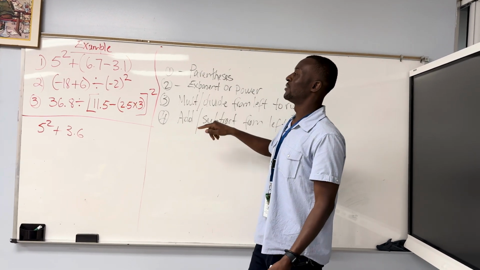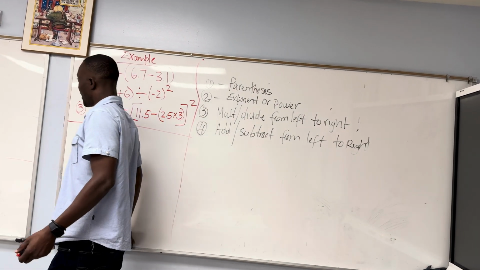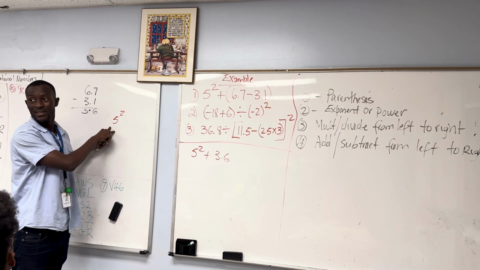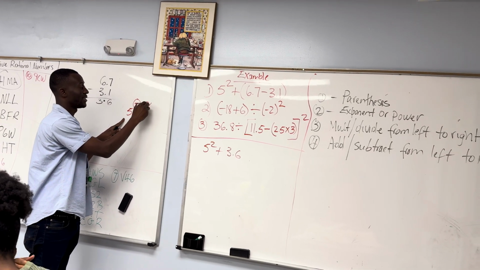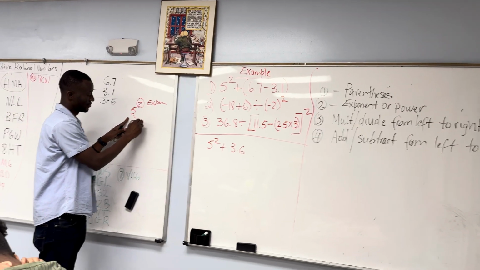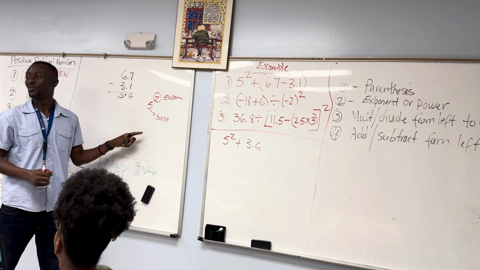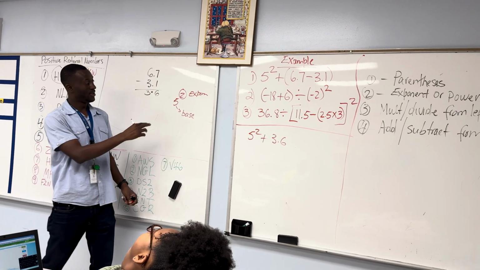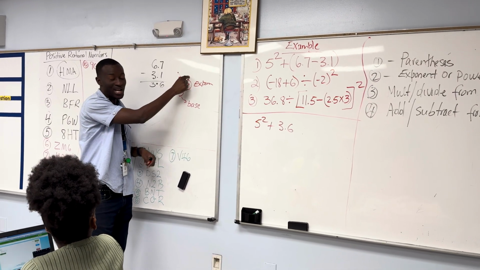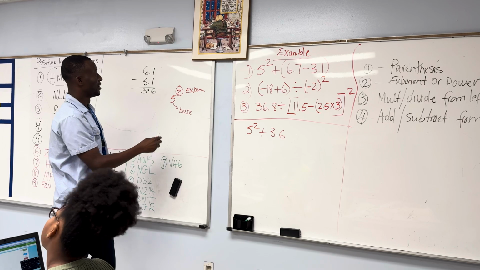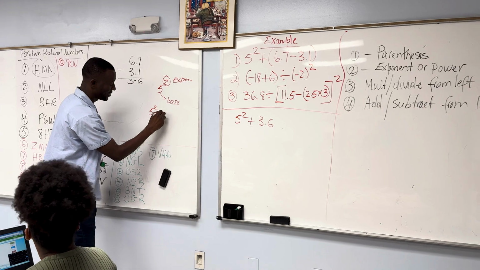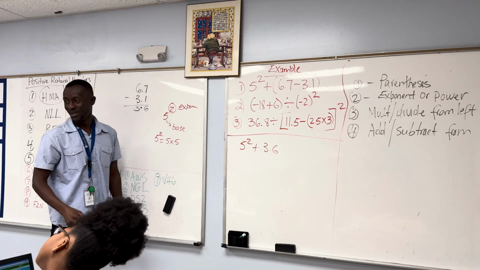Now, remember I told you, if you have something like this, 5 is your base, but 2 is your exponent. The exponent tells you how many times you multiply the base. So if it's the base to the second power, that means we multiply the base 2 times. So we have 5 to the second power. That's going to give you 25. 5 times 5, which is 25.